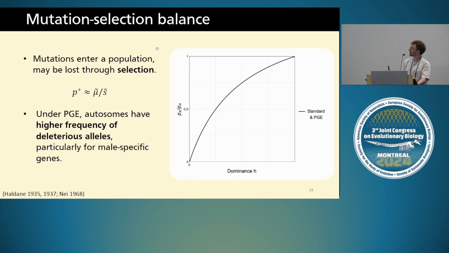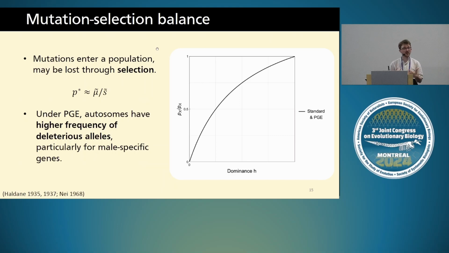Of course, another process that might maintain genetic diversity is the balance between mutation and selection. So let's imagine a situation where deleterious mutations are entering our population and selection is purging them with some frequency. The equilibrium allele frequency we expect to see for our deleterious allele is going to be approximated by the effective mutation rate over the effective selection coefficient.